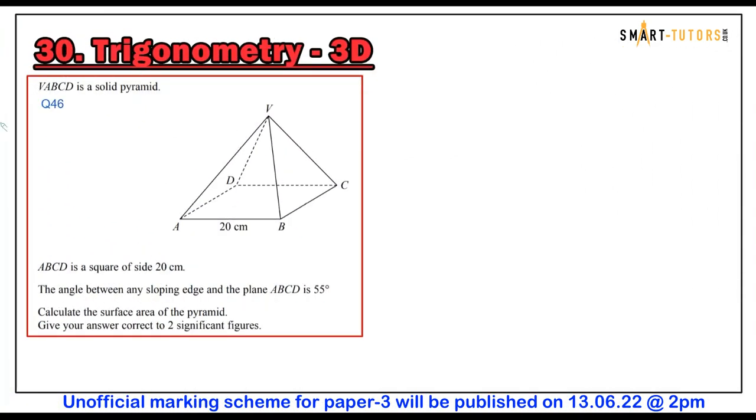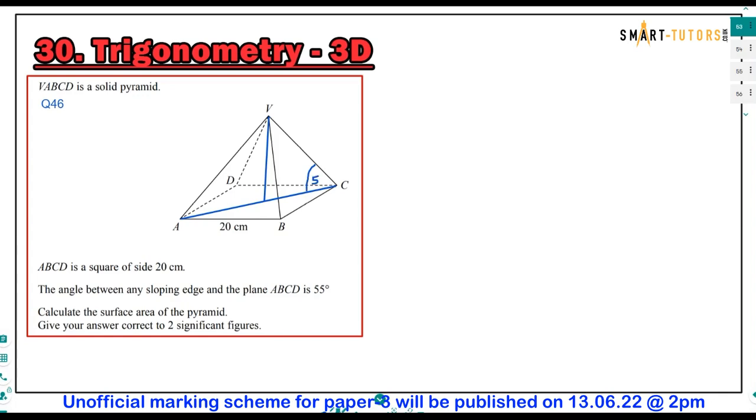Topic number 30, trigonometry in 3 dimensions. VABCD is a solid pyramid. ABCD is a square of 20 centimeter side, and the angle between any sloping edge and the plane ABCD, meaning the base, is 55 degrees. Calculate the surface area of the pyramid to 2 significant figures, right? So the angle between the base and the sloping side means if I draw a diagonal, and if I drop a perpendicular height from the V straight down there, the angle they are referring to is this 55.